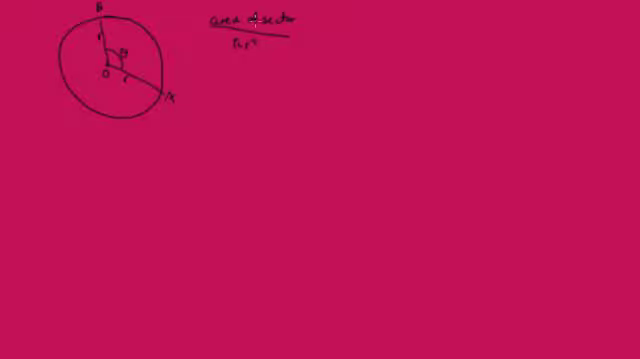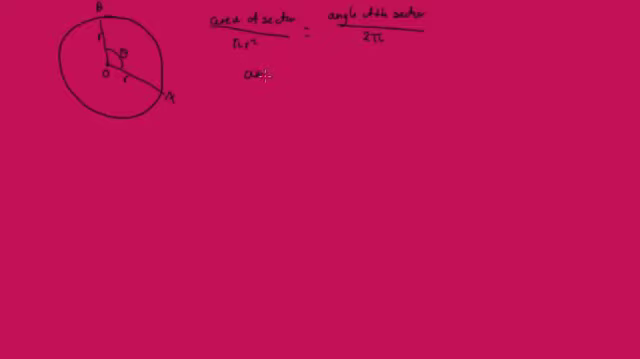Because the area of a sector is part of a circle, we take the area of the sector over the area of the whole circle and equate it to the angle of the sector over the angle of the whole circle, which is 2 pi. It's the 360 degrees.